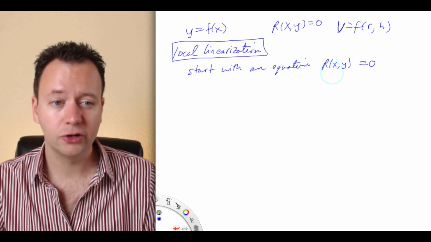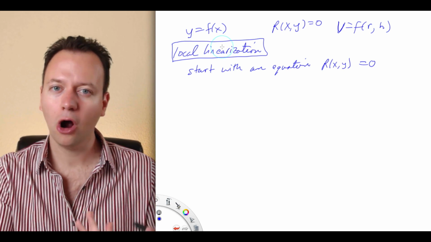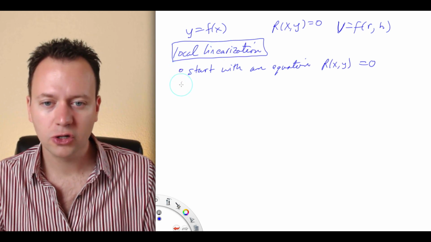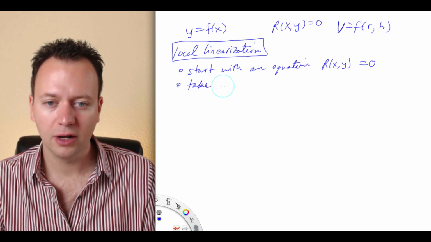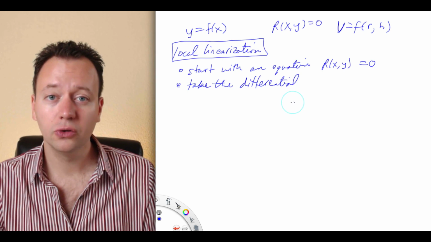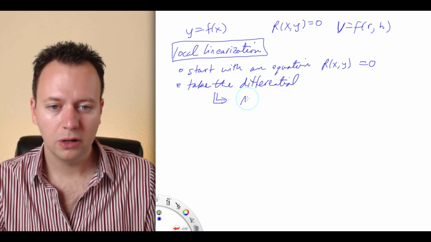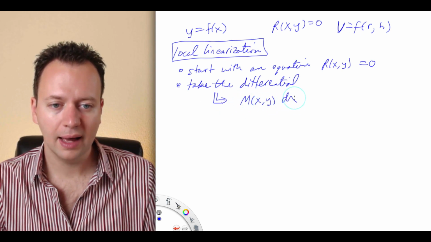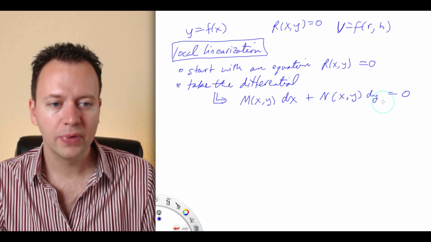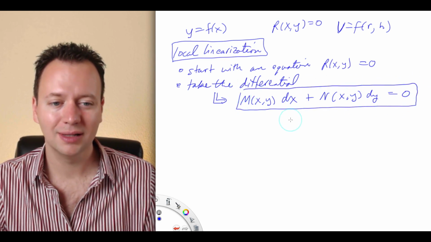And without loss of generality, I'll say it's in this form because even y is equal to f of x, you can say, well, r of x, y is just y minus f of x, and it can be in the same form. So you start with some equation, and then you take the differential. This leaves you with an equation of the form m of x and y dx plus n of x and y dy is equal to 0. Basically, whenever you take the differential, you'll always have something times a dx plus something times a dy, so you're left with this.